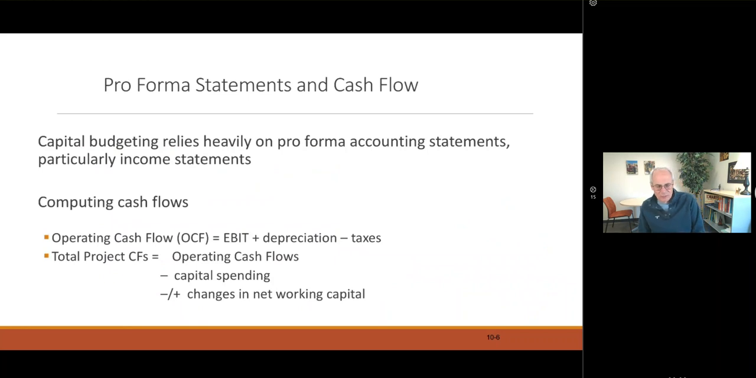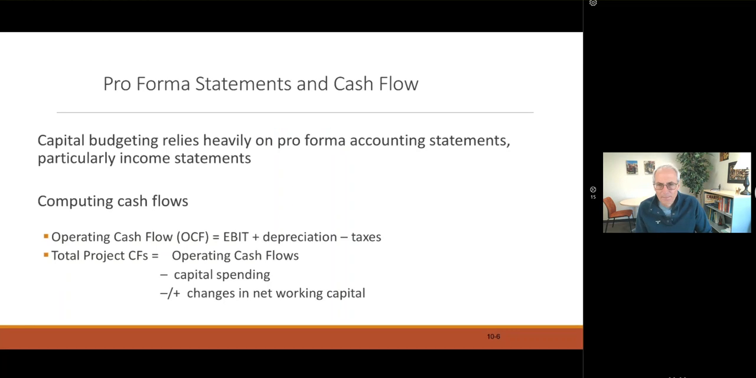So capital budgeting relies heavily on pro forma accounting statements. One of the main interpretations or meanings of this term pro forma is forecasted. Of course, we're looking into the future, so we're forecasting what's going to happen over the next however many years. Okay? So here's how we compute cash flows.